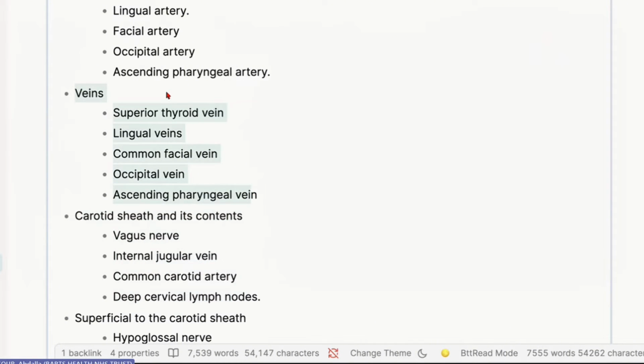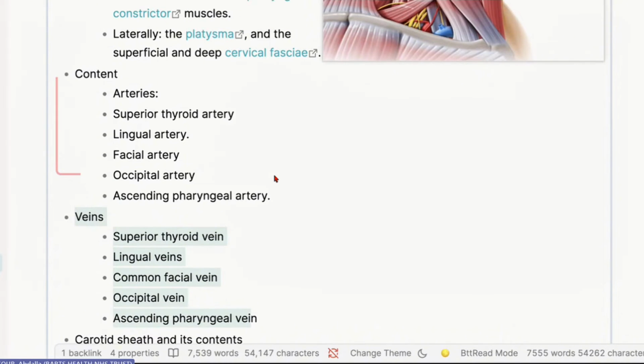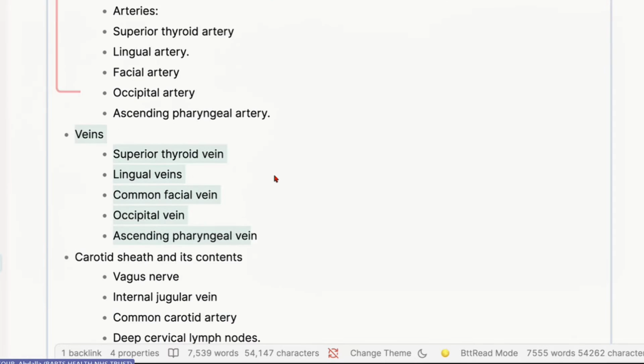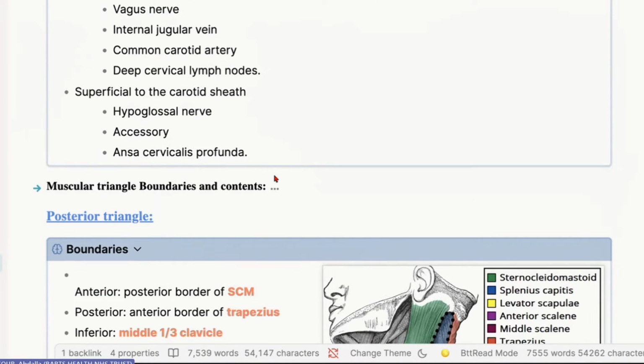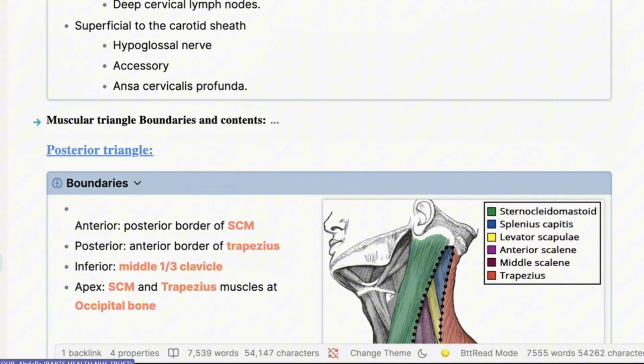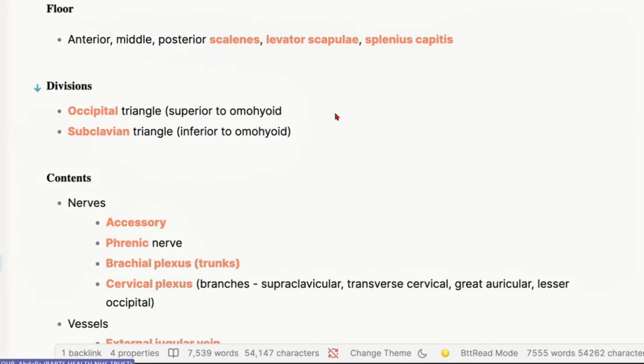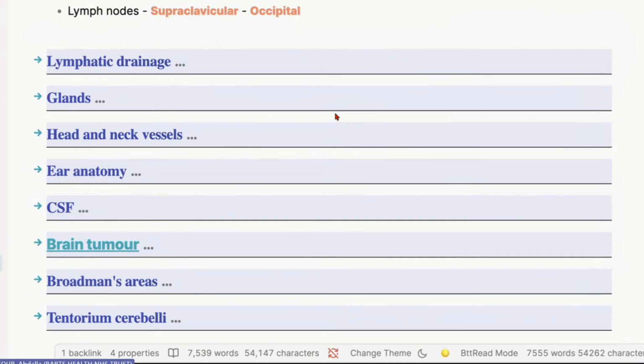And the veins, they are similar to the arteries. This is very detailed contents. But if you want to be quick, you want to say the carotid sheath and its contents. And you also want to say the structures crossing the carotid sheath, ansa cervicalis, and hypoglossal nerve, and the accessory nerve. Fine. So that's enough on the triangles. They can ask you questions in the triangles.